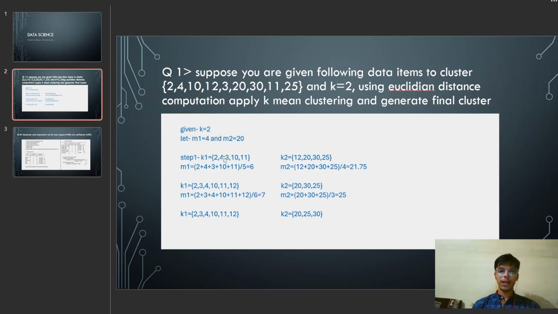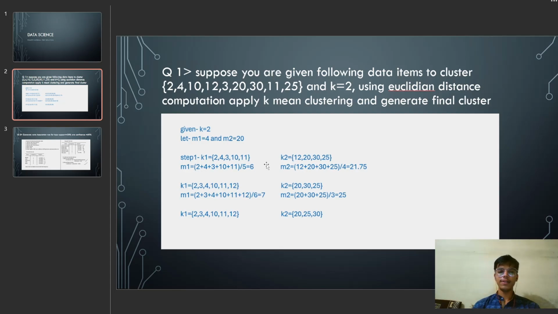And after doing that, we will come to the conclusion that 2, 4, 3, 10, and 11 are closer to 4 than 20. Thus, they will come under K1 clustering. Similarly, 12, 20, 30, and 25 will come under K2 clustering because they are closer to 20, which is a midpoint. So now we will find the resultant midpoints of these clusters.